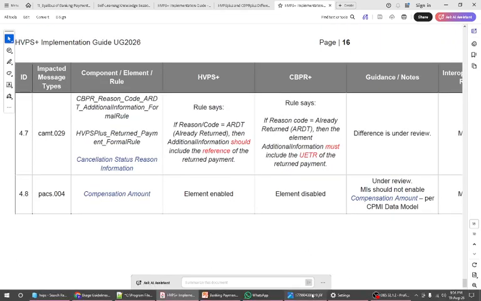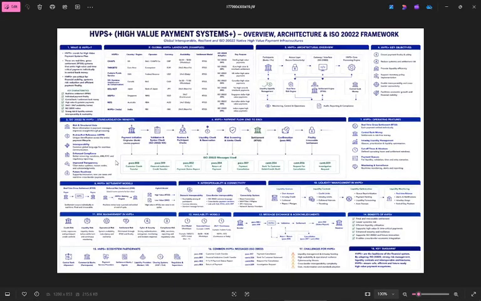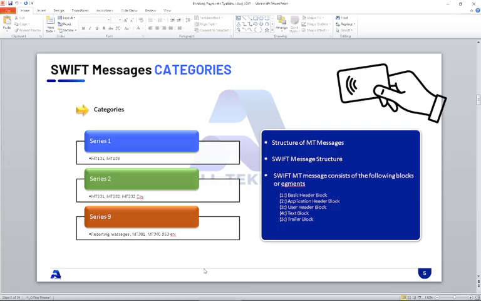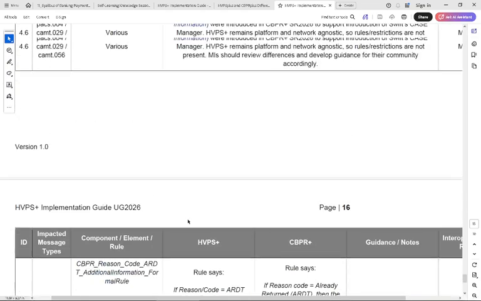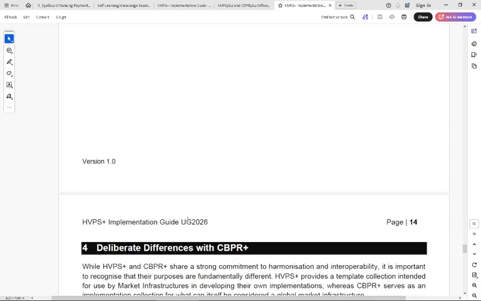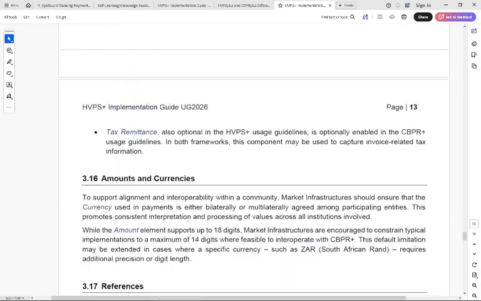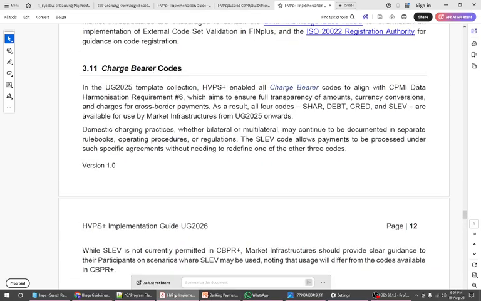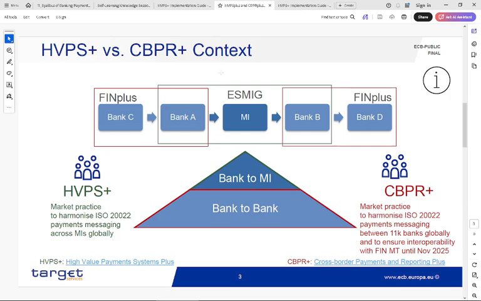Let me open another one. It's not mentioned here. Give me a second. Let me show you what the best examples are. Anyway, I'm going to describe this also in some time. I'm going to discuss the architecture of the high value payment system with you. But I'm just thinking where I put this high value payment system document for you. The best example of this one, it's okay, just here. That's the difference between CBPR and this one.